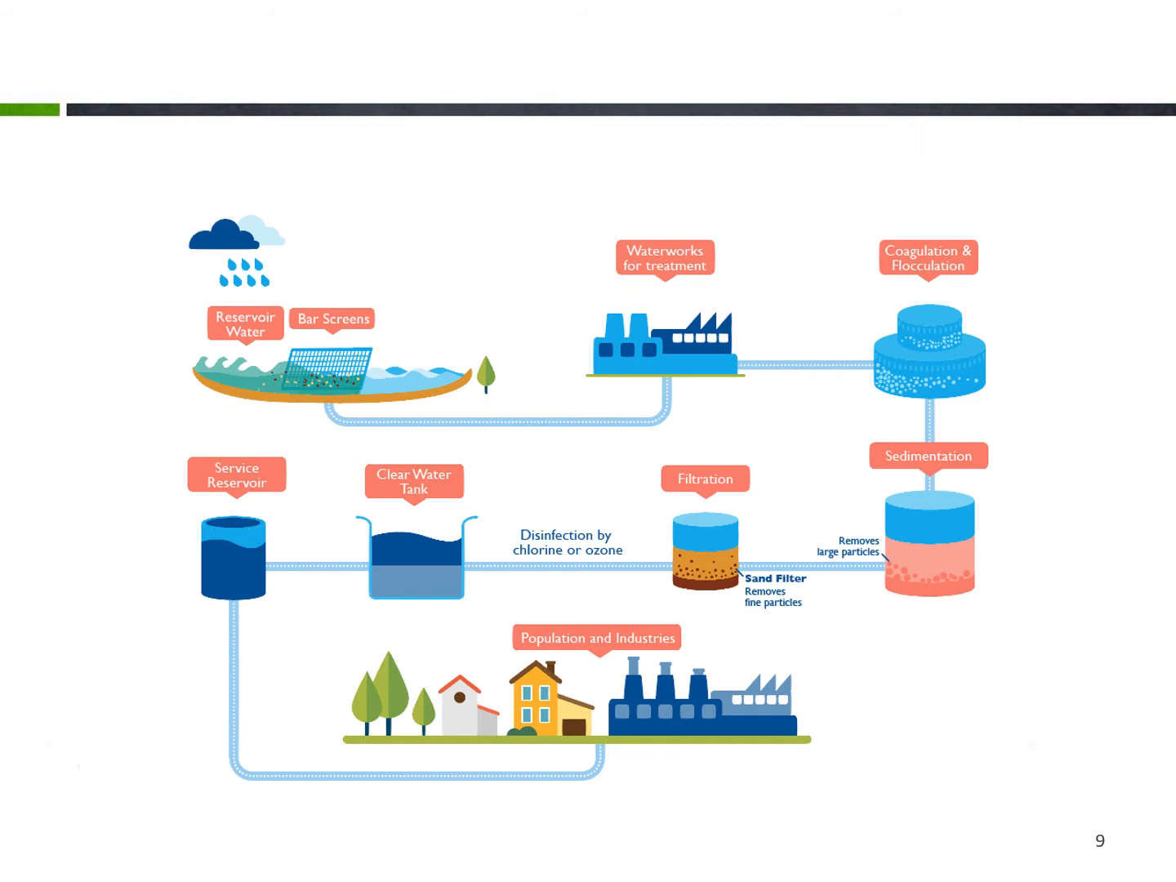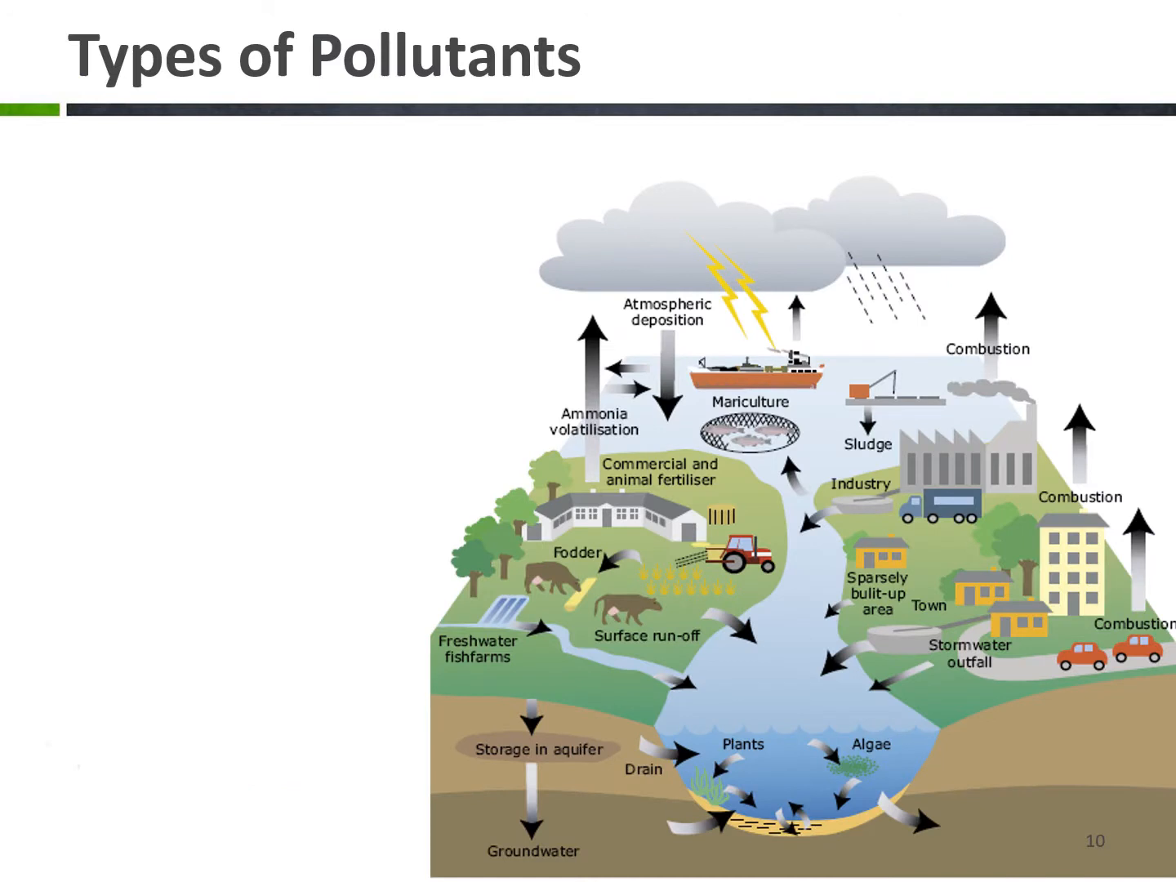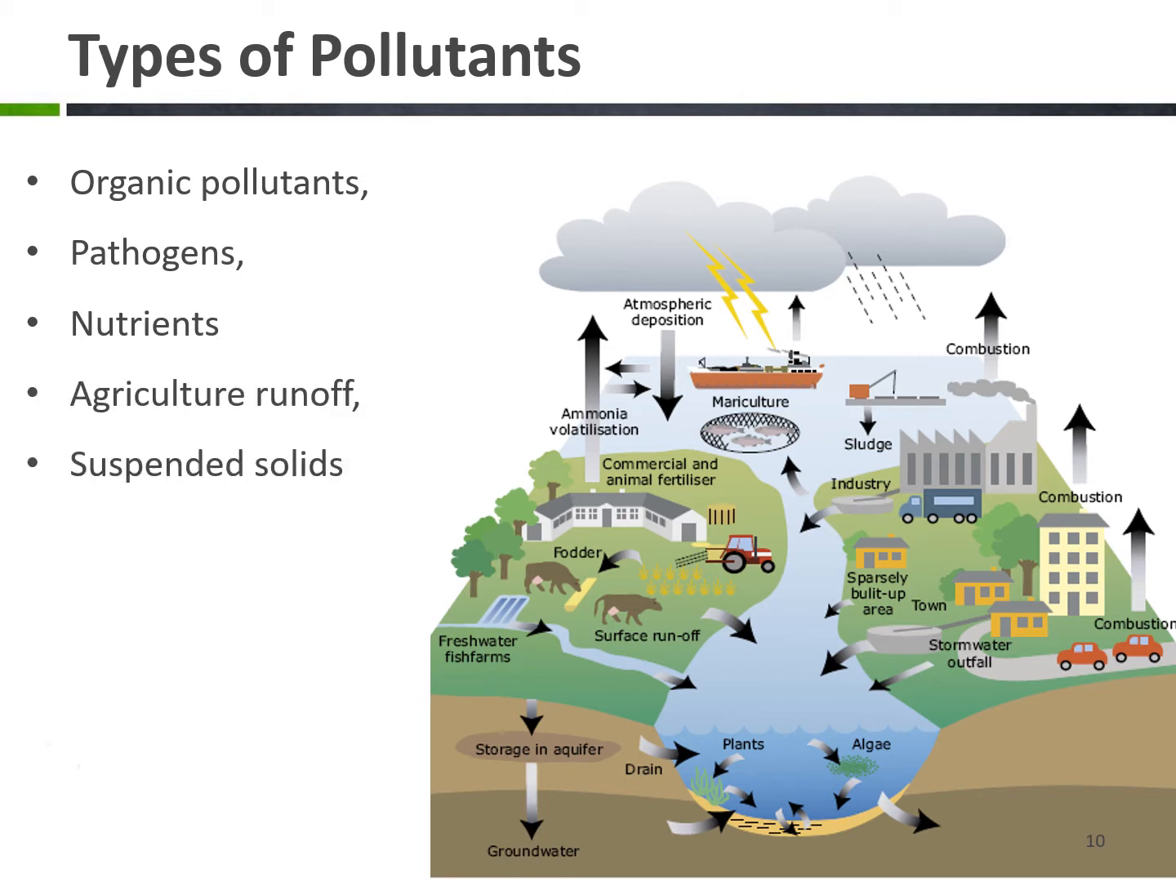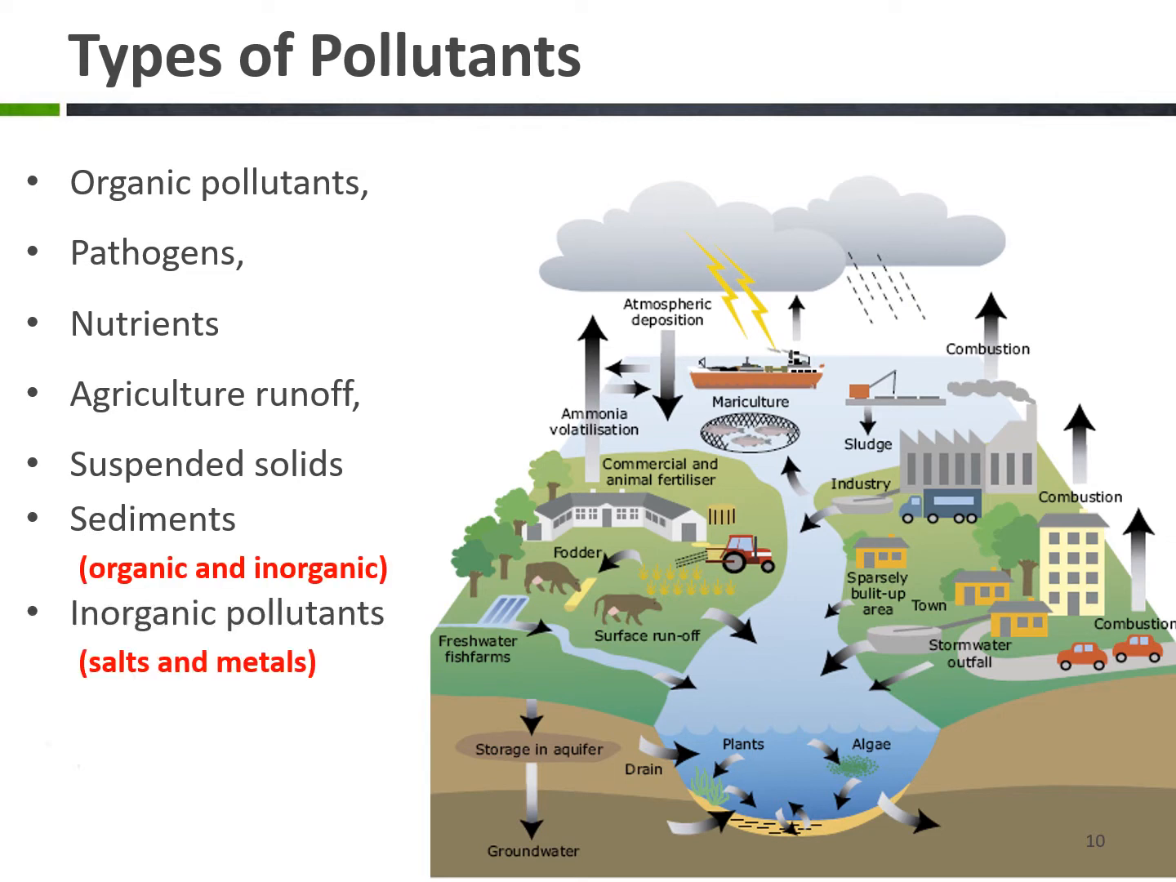Again, this is a flow chart about the previous slide. So back to our focus, what was that? It is about the characterization. We should know what types of pollutants there are. I think you know these are organic pollutants, pathogens, nutrients, agriculture runoff, suspended solids, sediments, which can be organic and inorganic, inorganic pollutants, salts, and metals. Then thermal pollution, radioactive pollutants.